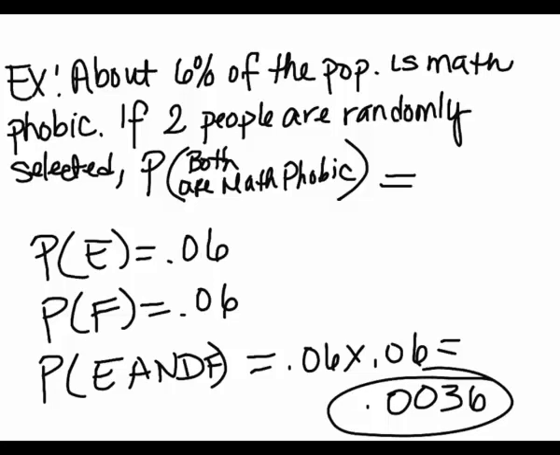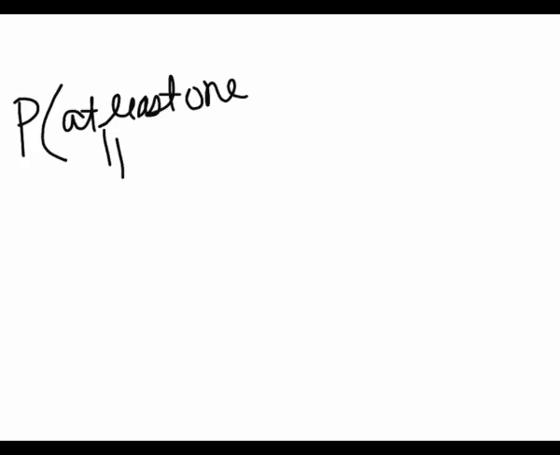So just keeping this in mind, what if I asked you, let's clear it, what's the probability that at least one person is math phobic? What is the probability that at least one person is math phobic?